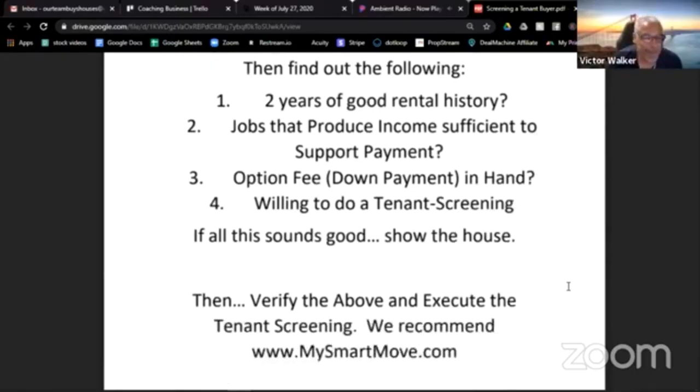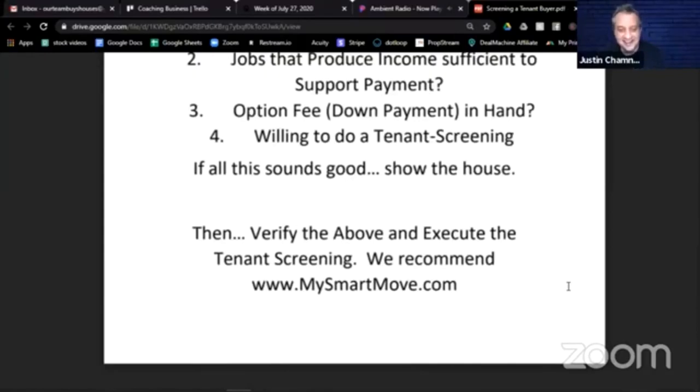Is this a download? This is in the Outsource Lease Options 2.0 course, in the pre-qualify your tenant buyer module. But I'm going to throw it all together. I'll put it in the VIP room in the group tonight if you want to download this.